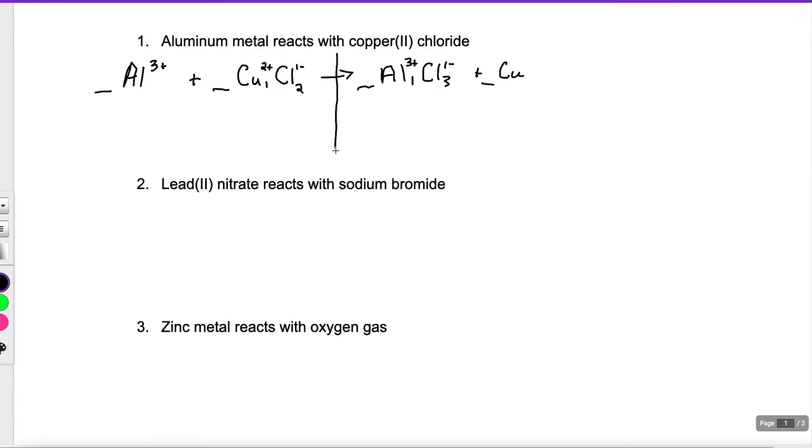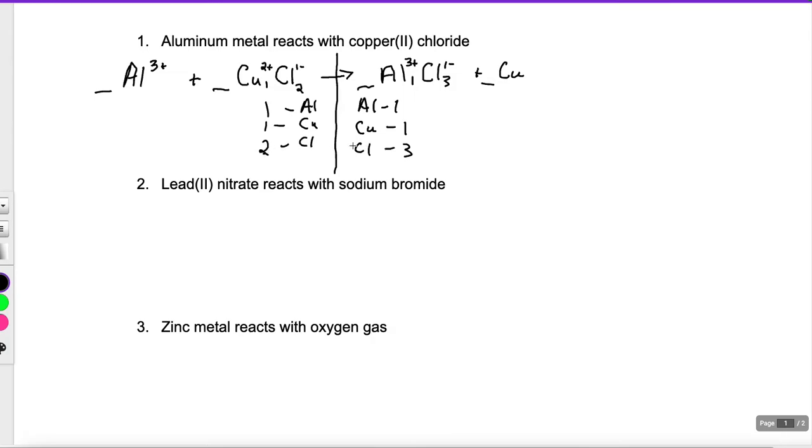I like to draw a line right down the middle and list the elements: aluminum, copper, chlorine, and the same on the other side, in the same order. Okay, let's count. 1 aluminum, 1 copper, 2 chlorides. On the other side, 1 aluminum, 1 copper, 3 chlorides. That's why I like to list them across. Now, 2 and 3 are not the same, so we have to make them the same number.